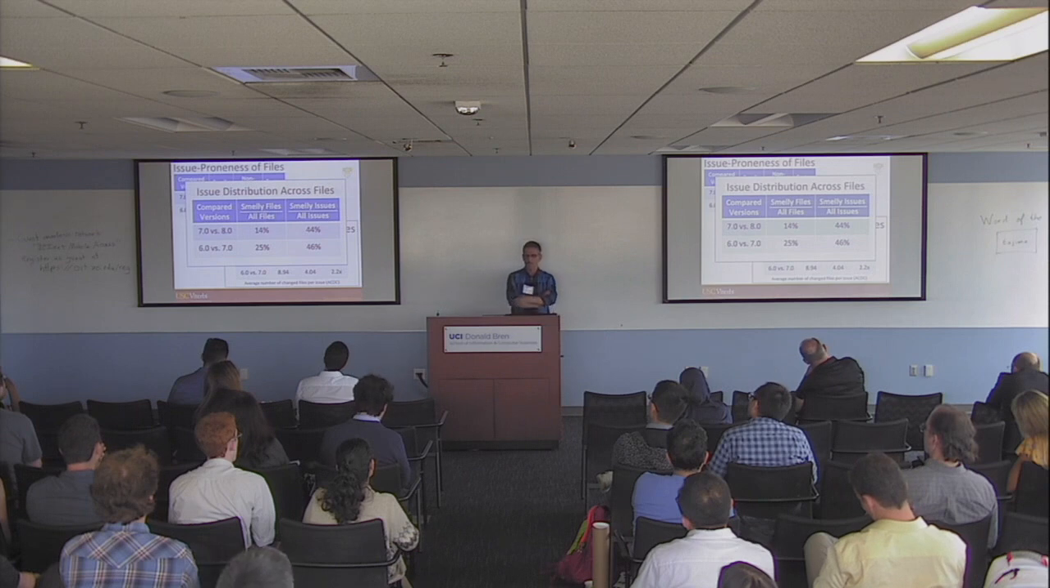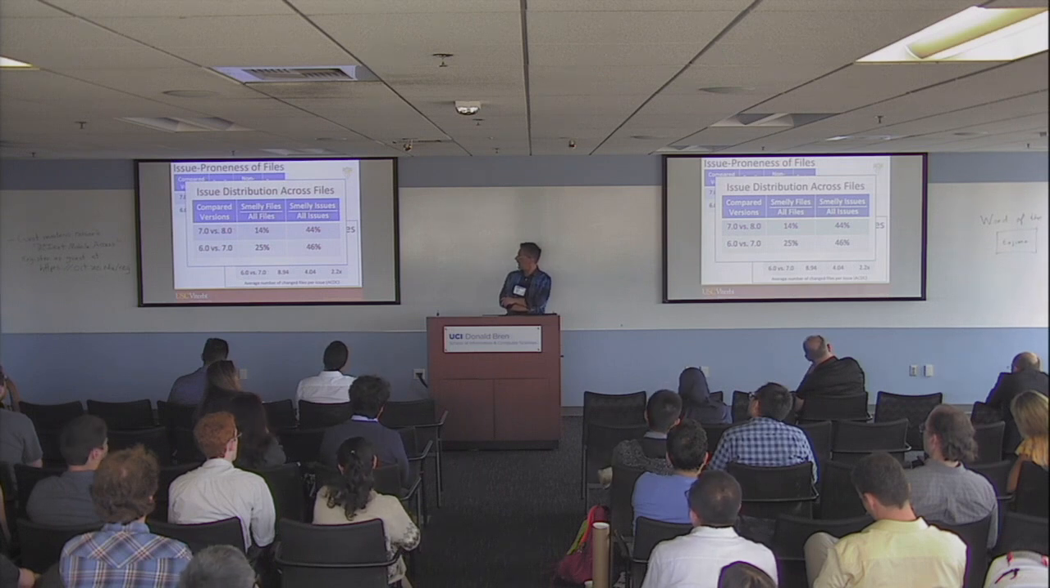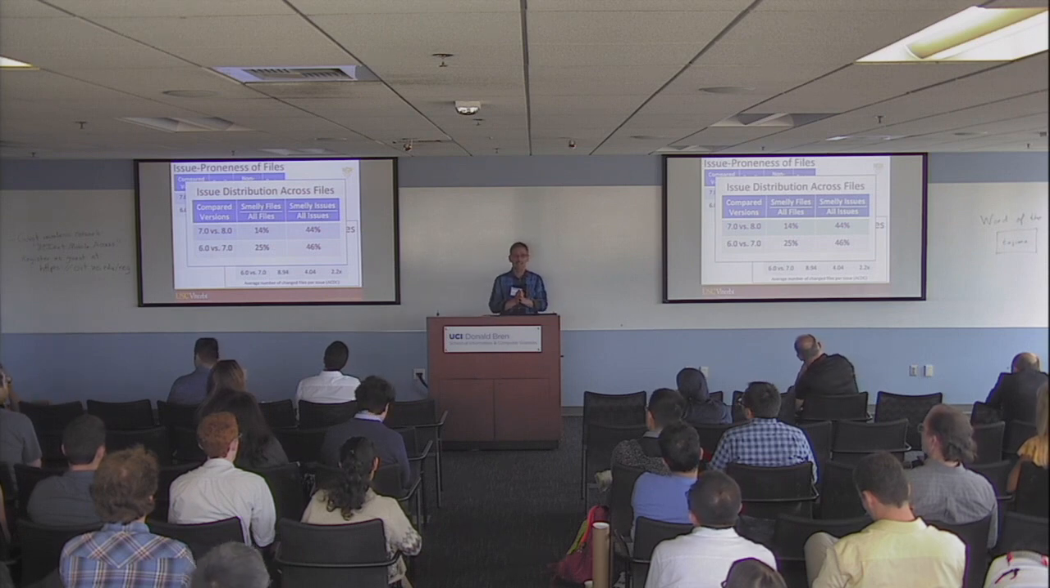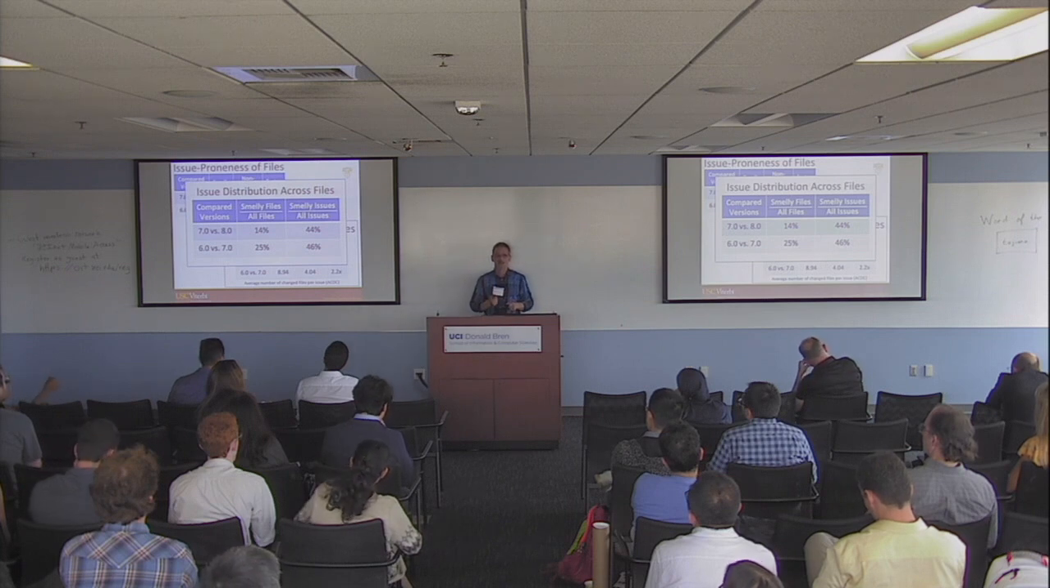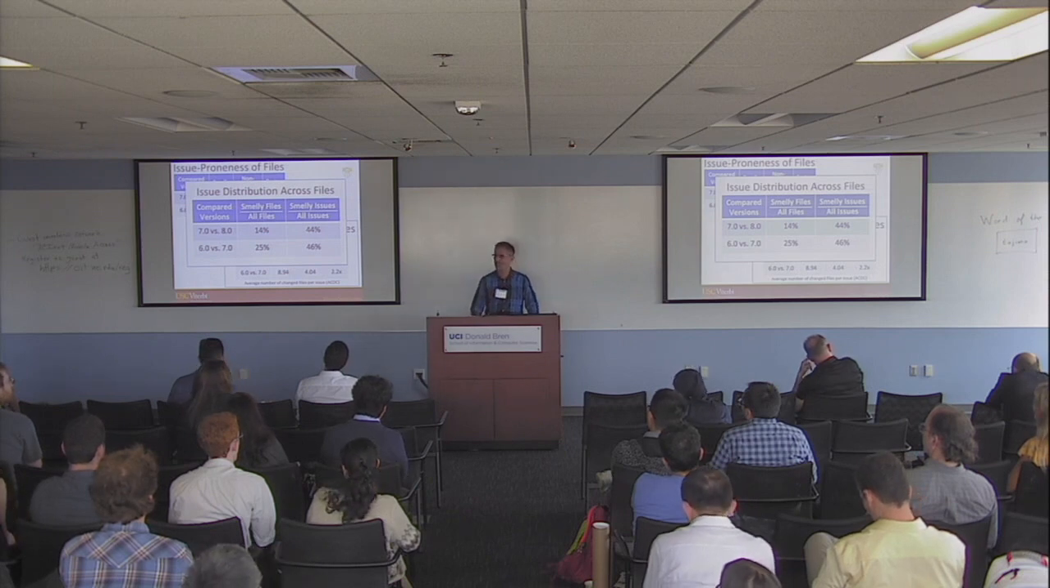Finally, the issue distribution across files, basically about 14% in the case of Android 7 versus 8, about 14% of all files were smelly, but about 44% of all issues were contained within that 14%. So that basically gives a really strong bit of evidence that what you do architecturally to your system really matters. You end up paying the price eventually. How you want to go from this point on is up to you. As they say, it's a free country.